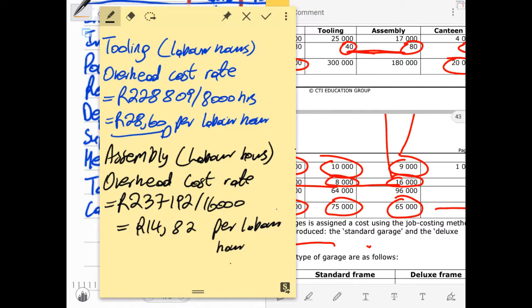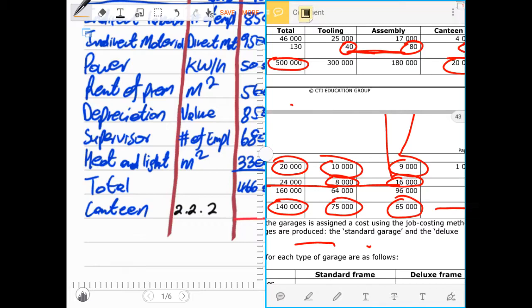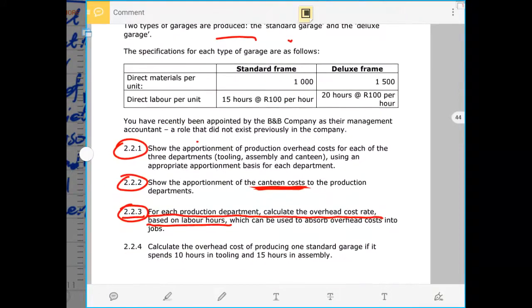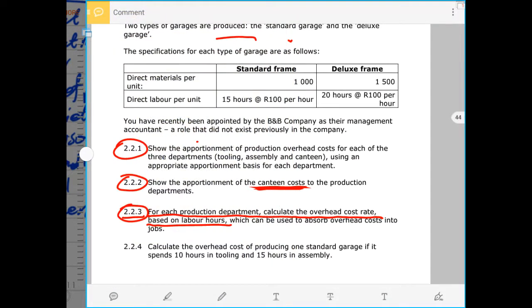Now from here, let us check the last requirement. What are we required to do? We did 2.2.3 just now. This is 2.2.3, and it ends here. So this is the requirement that we have just completed.